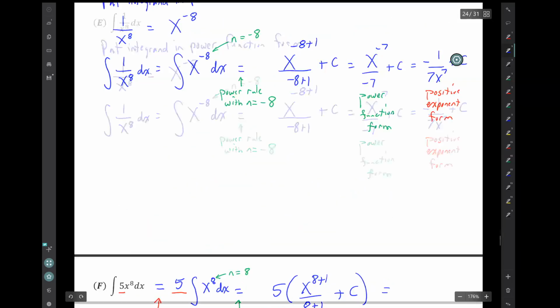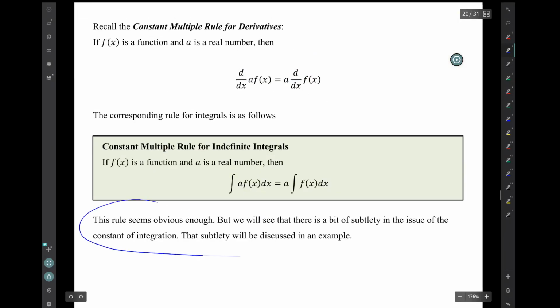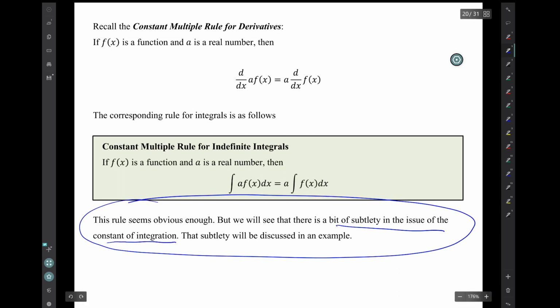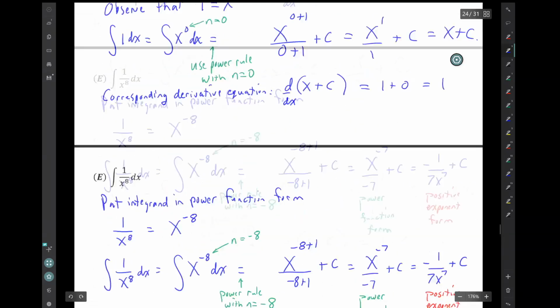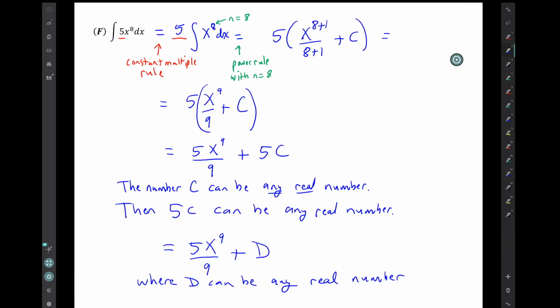That's what I meant earlier when I said the constant multiple rule seems obvious enough, but there's a bit of subtlety in the issue of the constant of integration. So the idea is that when you use this rule, you have to think a little bit about what the constant of integration really is saying, what it represents. Officially, the result has a constant of integration written this way, but that same meaning can be conveyed by just simply writing the constant of integration that way.